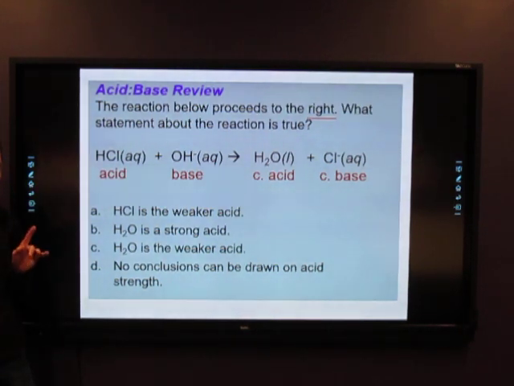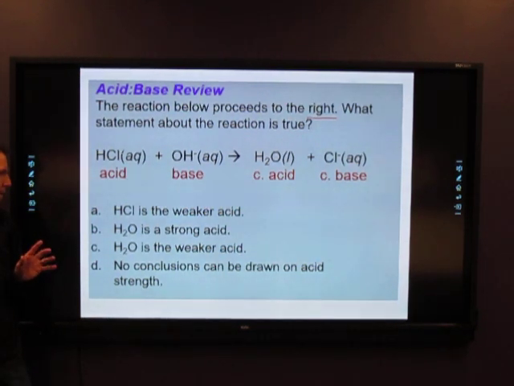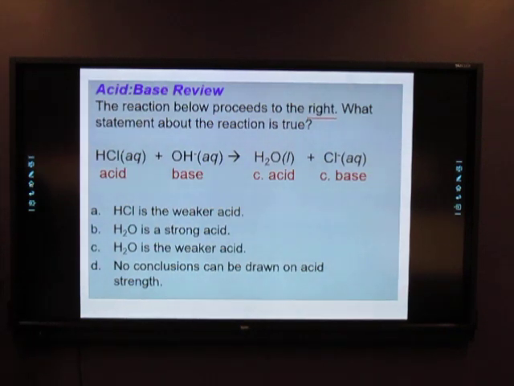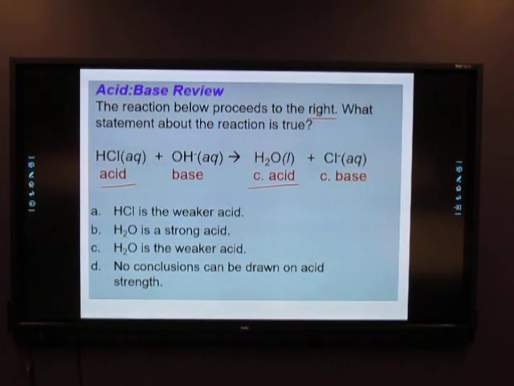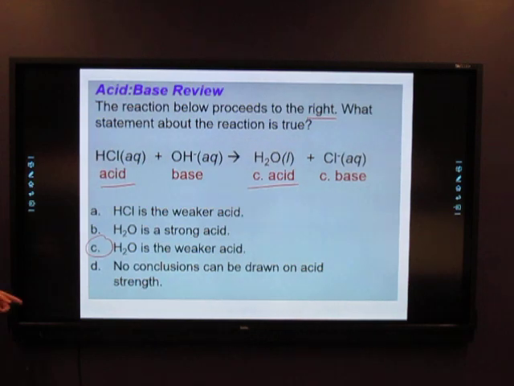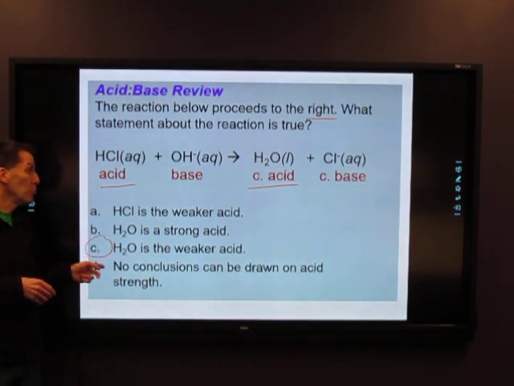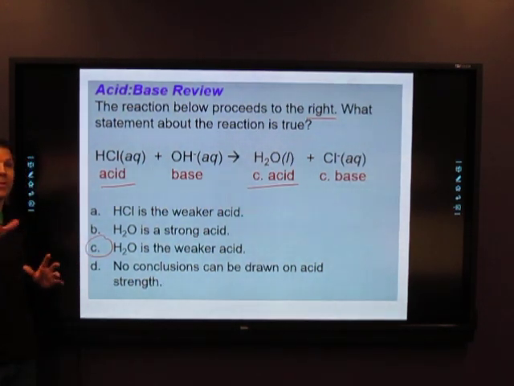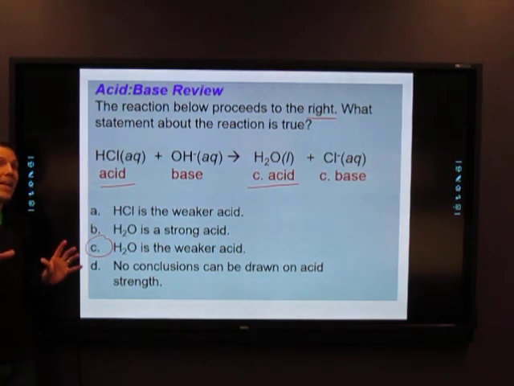You'll see this a lot if you take organic chemistry. A standard rule on acids is that the weaker acid always forms. So in this problem, there are two acids. So if the reaction goes to the right, then water is the weaker acid. So that's the true statement. Reactions always tend to go the direction that forms the weaker, more stable acid.